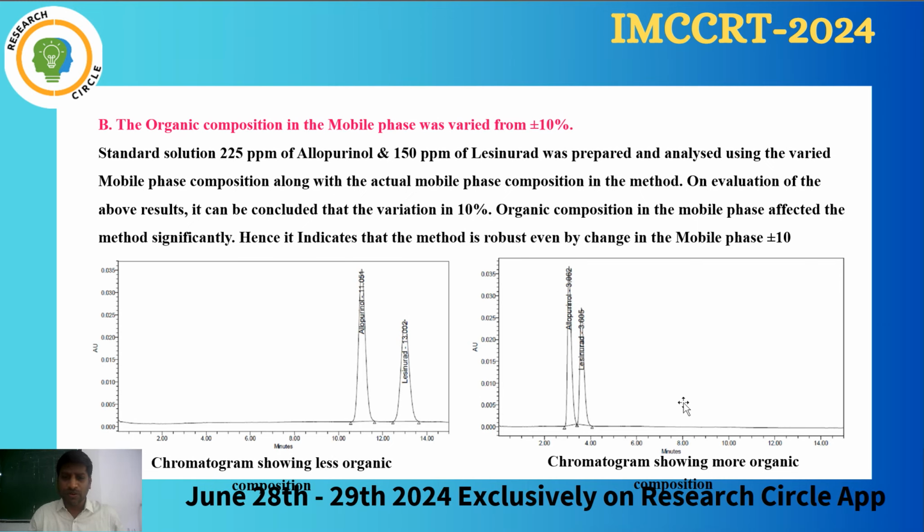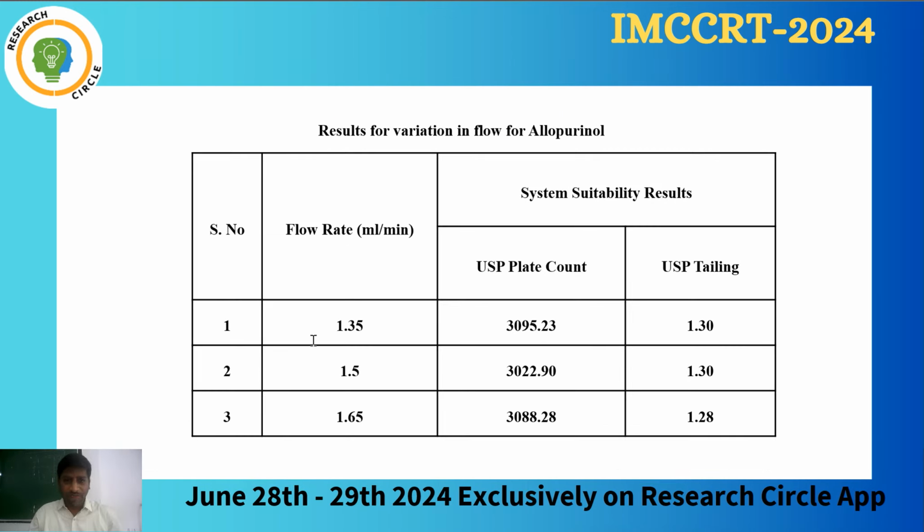So these are the chromatograms obtained from this study. Finally, results for variation in the flow of allopurinol. Here the plate count and tailing factor were obtained at different flow rates. This is an acceptable limit, because we know that the theoretical plate count should not be less than 2000, and the tailing factor should not be more than 2. Which was present within the acceptance criteria.